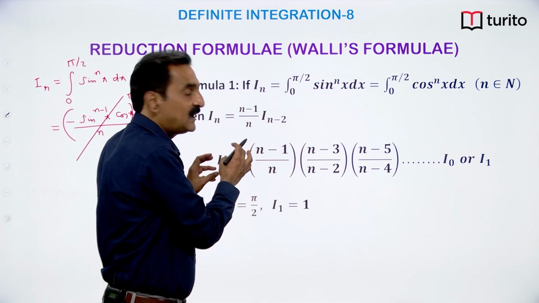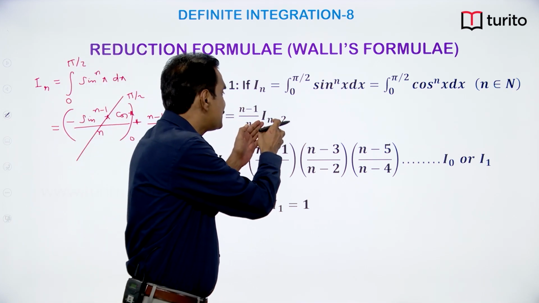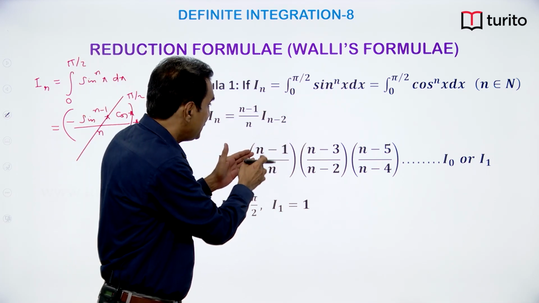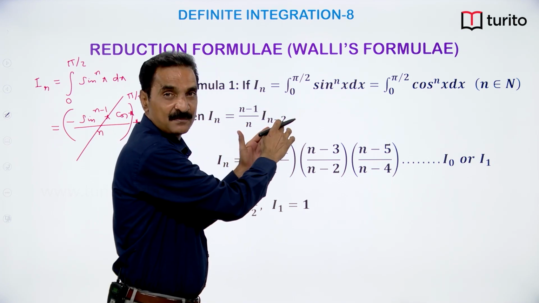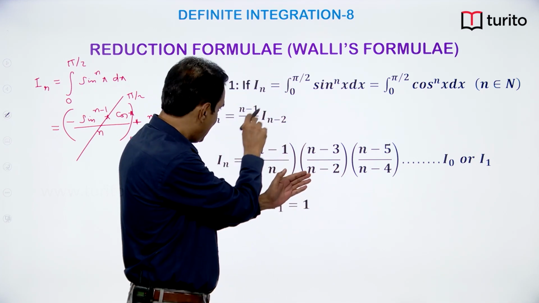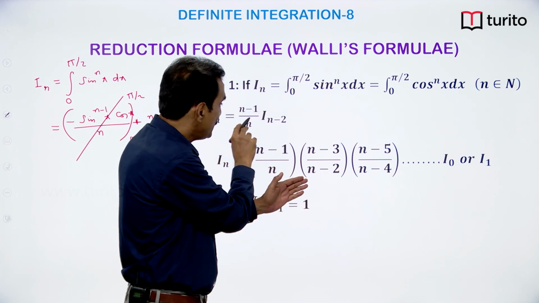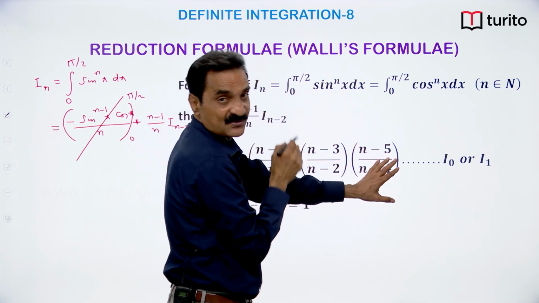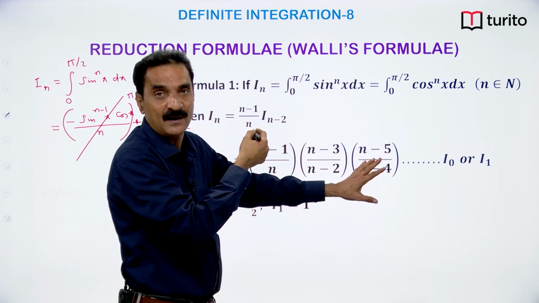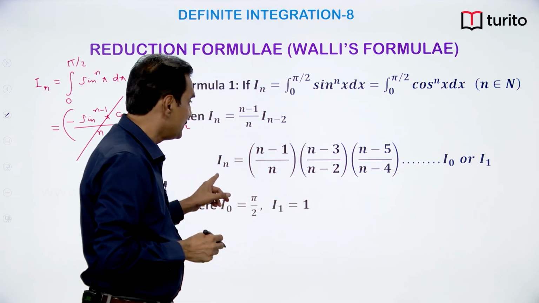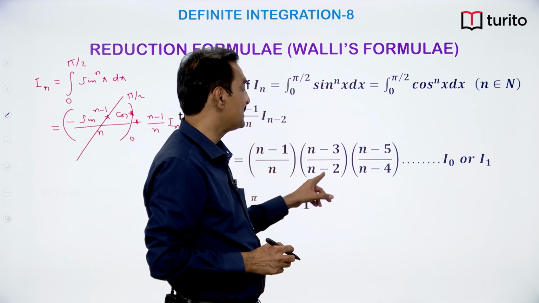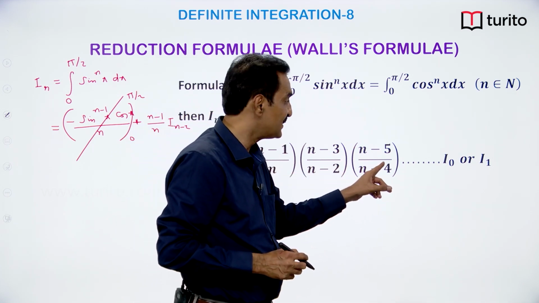But if you want the complete value of In, you go on reducing n by 2 in every step by applying this formula. First (n minus 1) by n into I(n minus 2). Again apply the same formula for I(n minus 2). You will get (n minus 3) by (n minus 2) into I(n minus 4), same formula, replacing n by n minus 2. Again for I(n minus 4) apply the same formula. Repeatedly applying this formula, this In will be equal to (n minus 1) by n into (n minus 3) by (n minus 2) into (n minus 5) by (n minus 4) and so on.